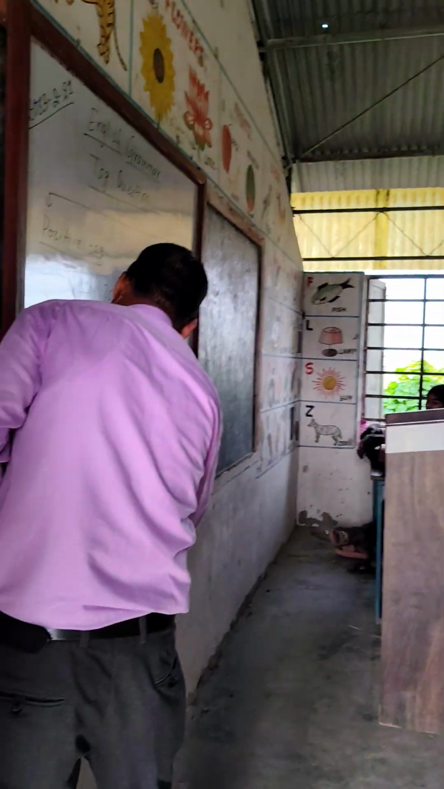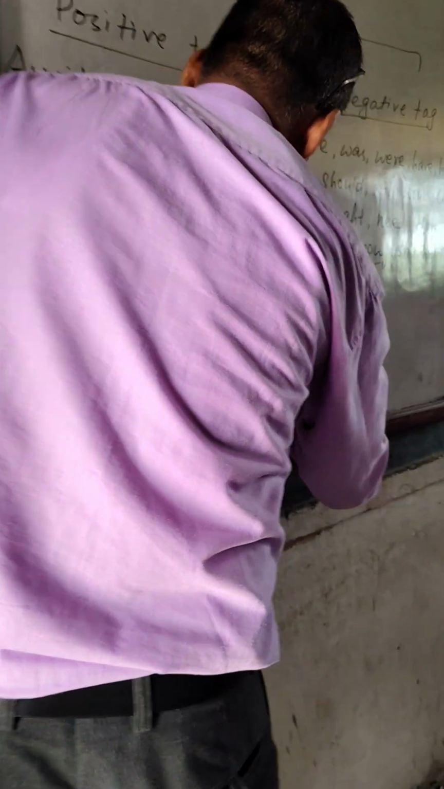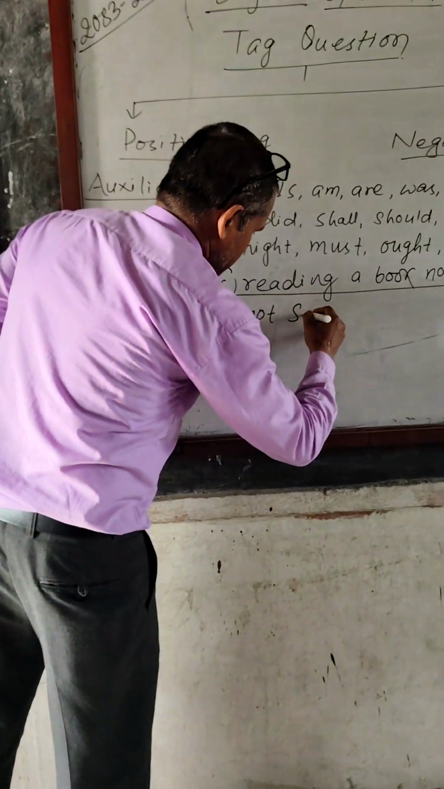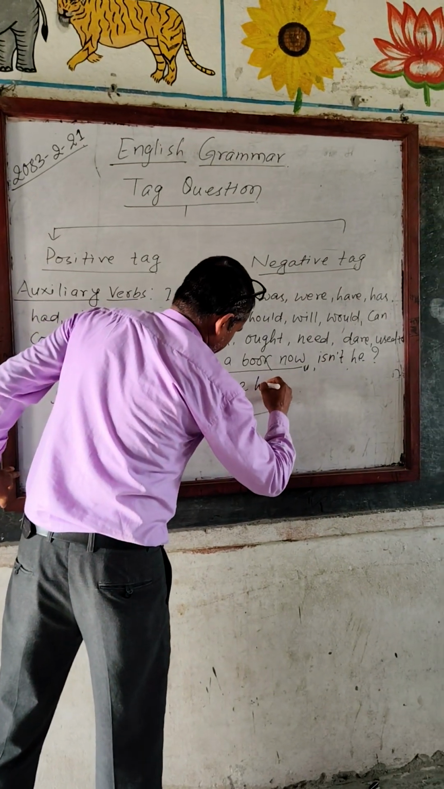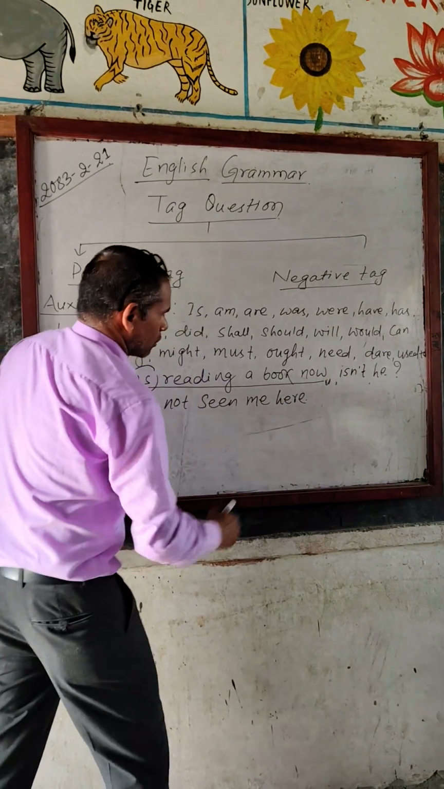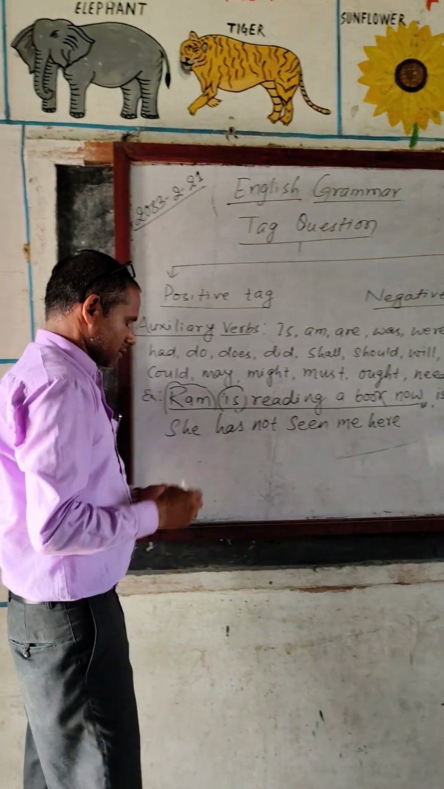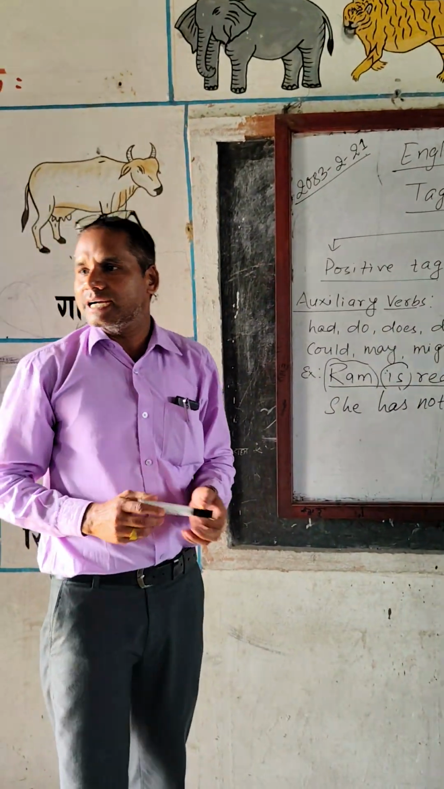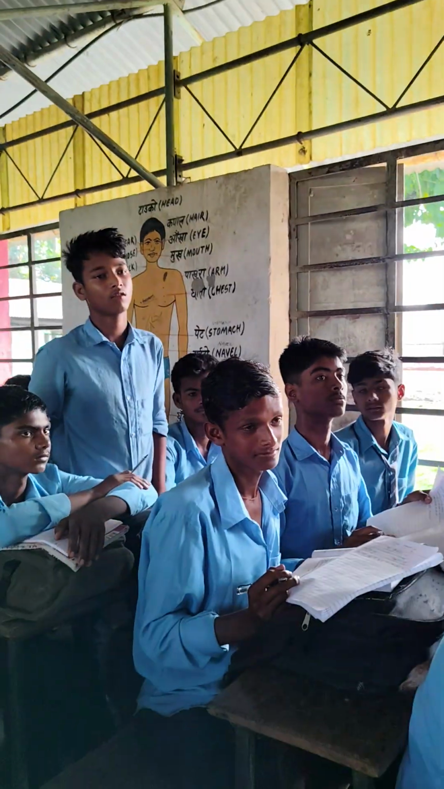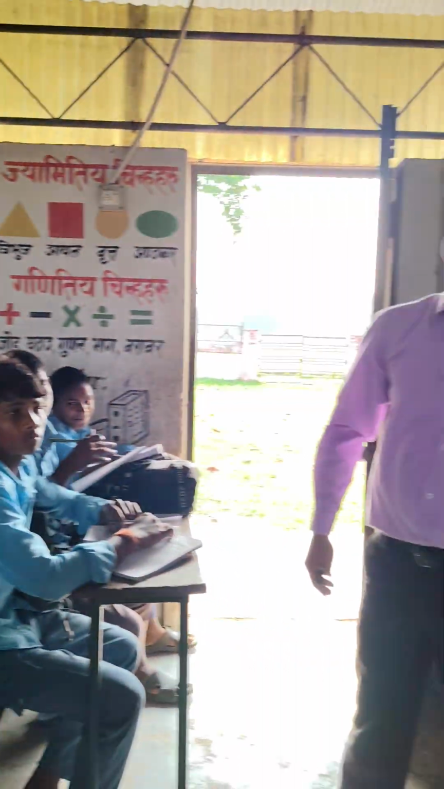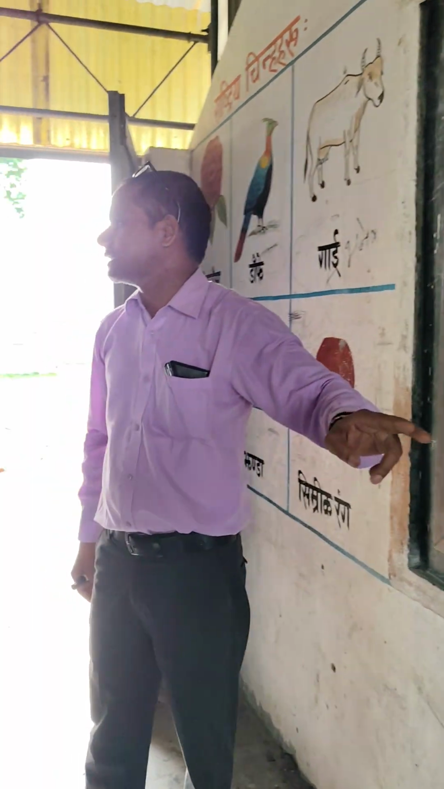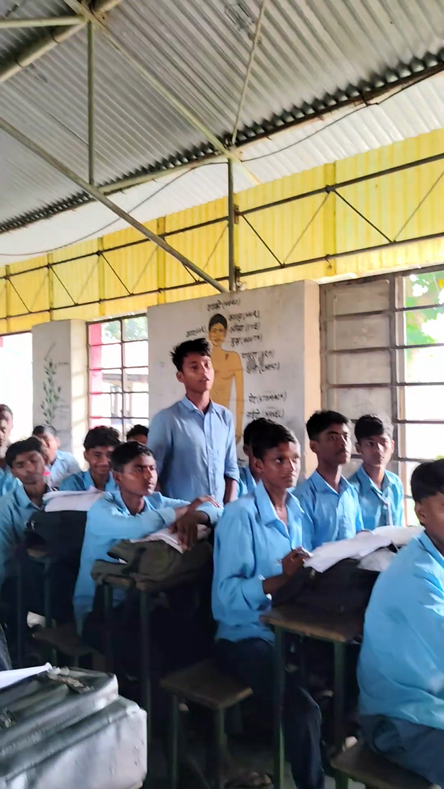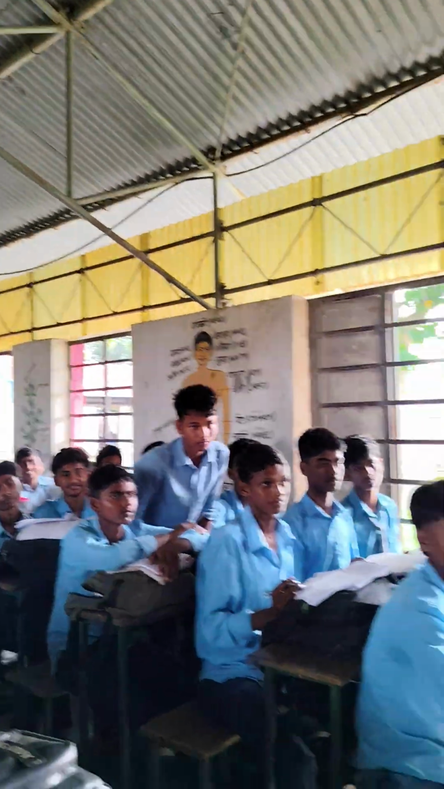She has not seen me here. What is the sentence? Negative. She has not seen me here. The statement is: she has not seen me here. Is it positive or negative? Negative. Very good.